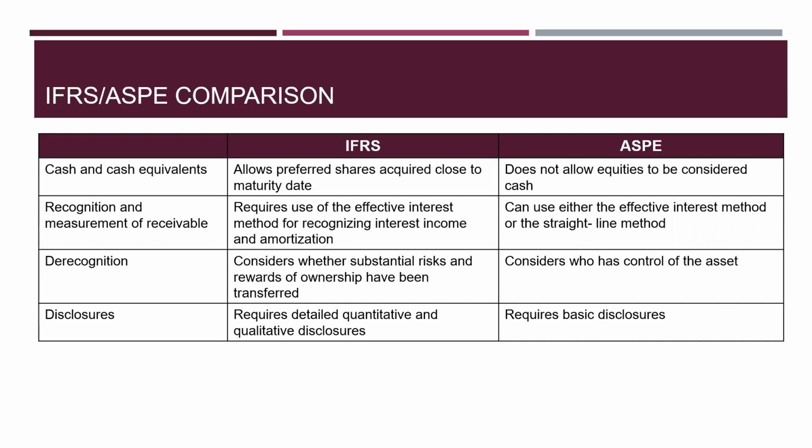Related to derecognition, under IFRS, we will consider whether the substantial risks and rewards of ownership have been transferred. Under ASPE, we consider who has the control of the asset. And under IFRS, the disclosure requirement calls for detailed quantitative and qualitative disclosure. Under ASPE, we just do the basic disclosure. That is topic number 8.